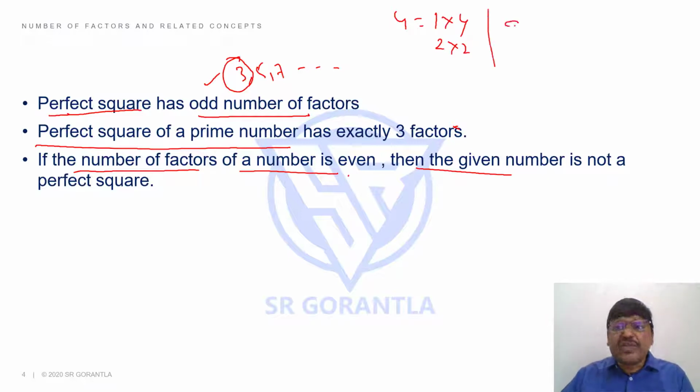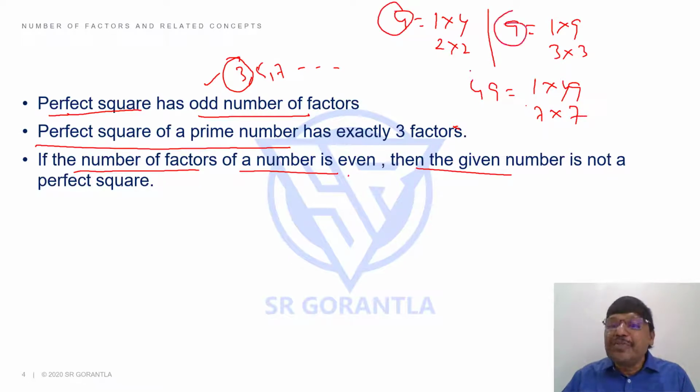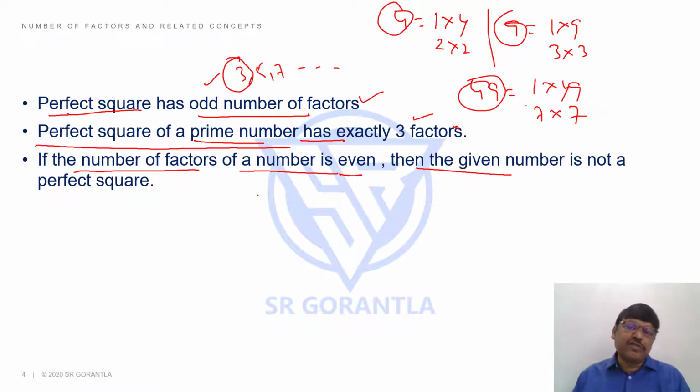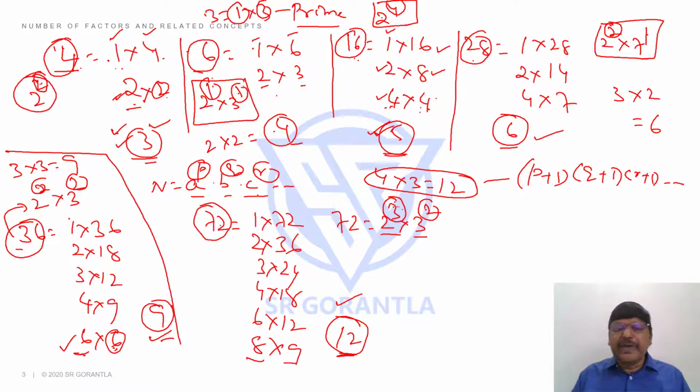Similarly, 9 if you take, students, 9 also will have only 3 factors. Suppose if I take 49: 1 and 49, 7 and 7. It also has 3 factors. Why? These are all squares of prime numbers. A prime number has 2 factors. A square of a prime number has exactly 3 factors. So this is about squares, and if the number of factors is even, then the given number is not a perfect square. Now, whatever we discussed in this first slide, students, let me sum up in a statement.